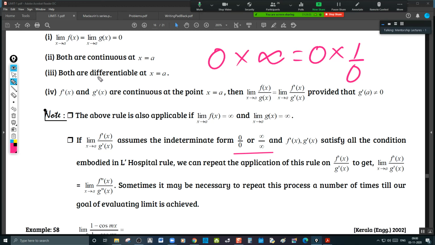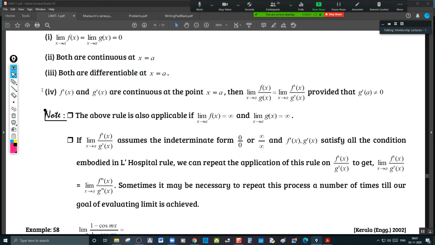So what is L'Hopital's rule? I need not explain it: we differentiate the numerator and denominator separately, and we substitute the limit. If it is not taking 0 by 0 form or infinity by infinity form, we take the limit value, otherwise we go for further derivatives. We have to differentiate till we get the removal of 0 by 0 or infinity by infinity. Okay, that is L'Hopital's rule.